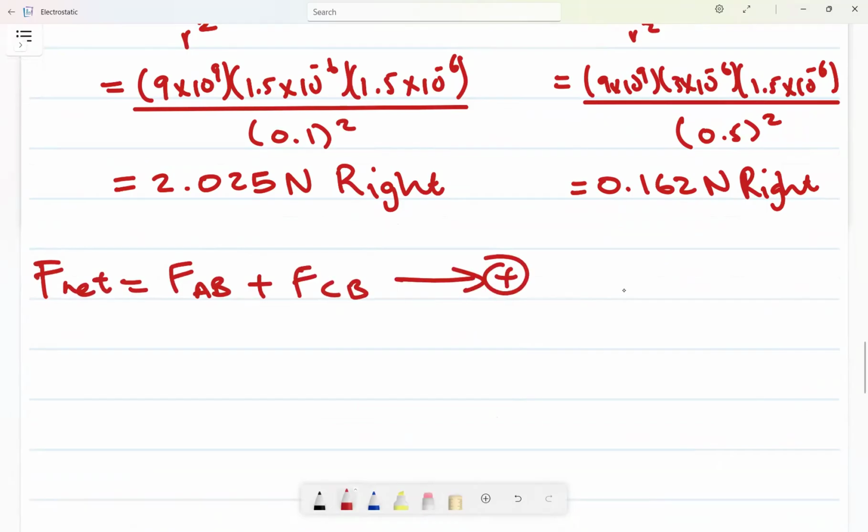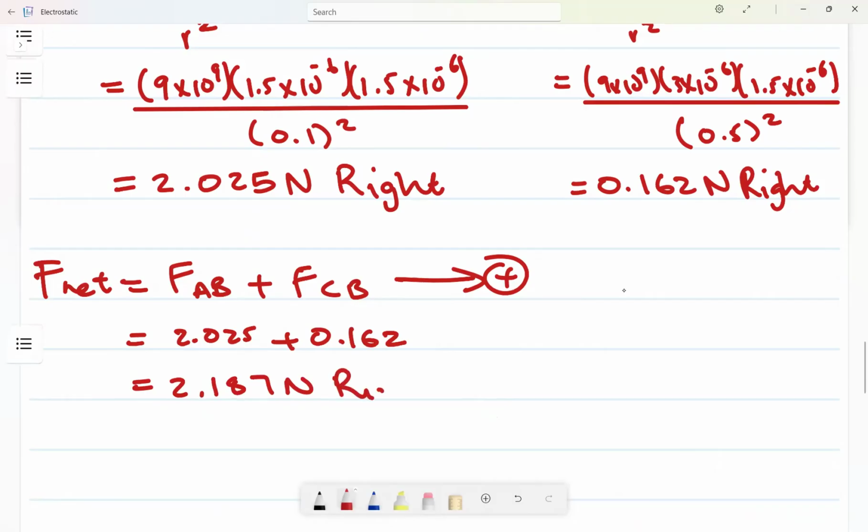Let's choose right as positive. Therefore, force A on B, it is what? Positive 2.025 plus 0.162. Like that. Why am I saying they are both positive? Because they are going to the right. If one of them was going to the left, I was going to put a negative on that, on the sign of whatever value they are. Okay? Yes. Therefore, I get something like 2.187 newtons. Where? To the right.